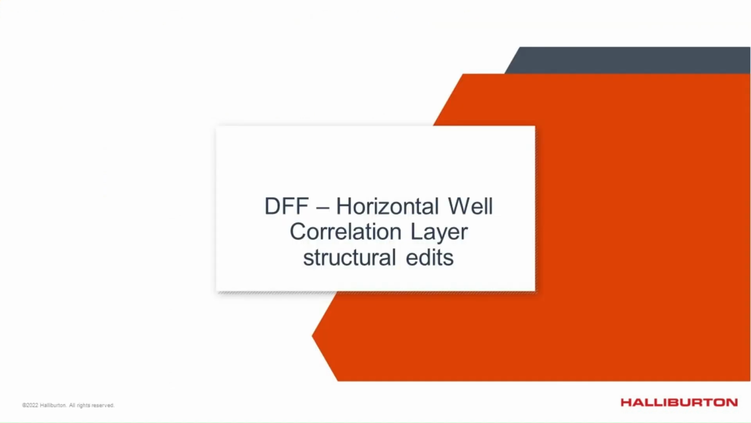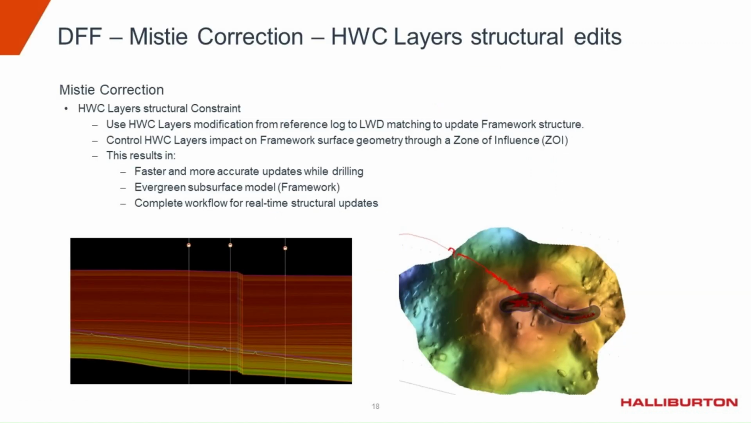Let us now take a look at another data constraint added to Mistie correction: log-derived structural edits from the horizontal well correlation layers mode. During operational geology activity, information about layer position within the subsurface is captured within the incoming real-time data such as the log while drilling or LWD. Through the horizontal well correlation application, layers mode, layer boundaries are adjusted and updated when the reference well log or predicted log is correlated to the incoming LWD to ensure reservoir contact.